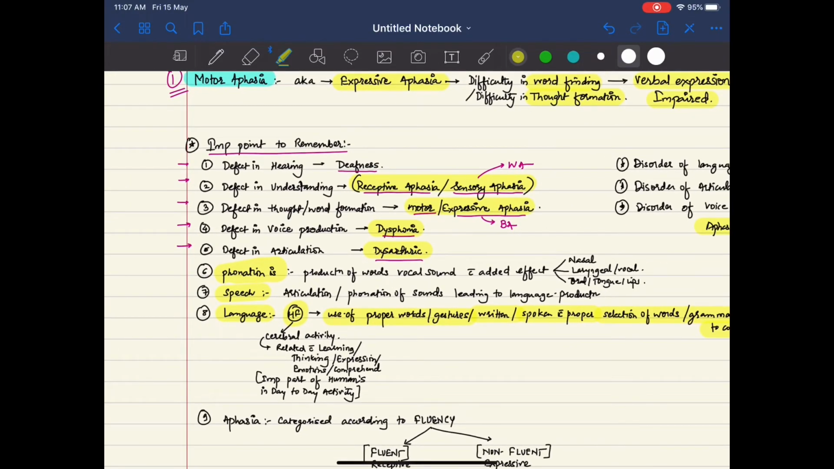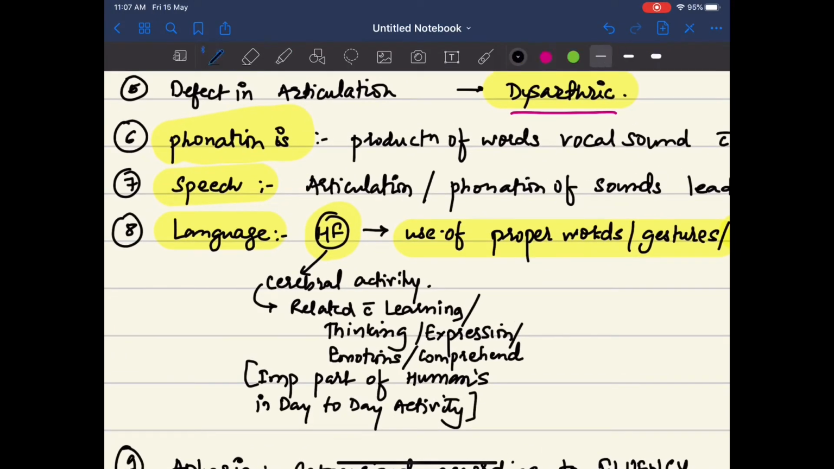These are the part of the definition. And language is nothing but what? It is a cerebral activity related to learning, thinking, expression, emotions, and to comprehend in a proper way. And as I said earlier, it is an important part of human behavior, and language is used throughout the day, right? To communicate, to express yourself. So for humans, it is important to examine your speech, because that will give you an idea that yes, speech is one of the important functions which must be assessed in CNS examination.